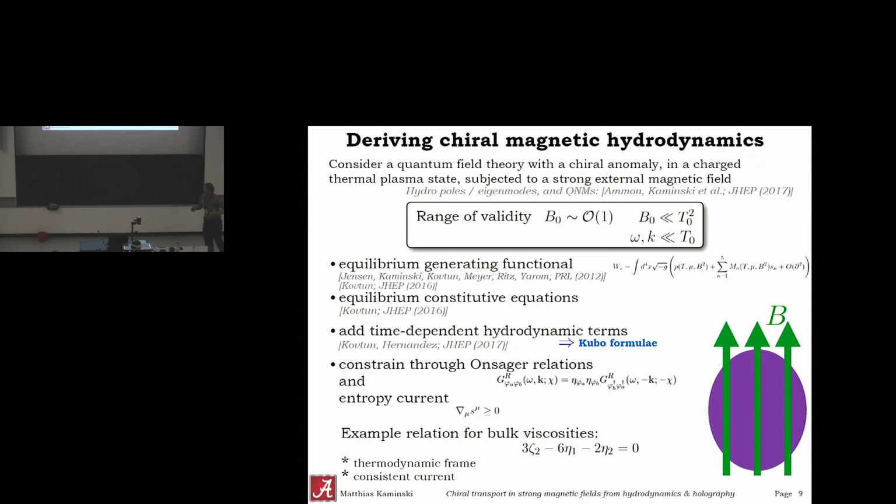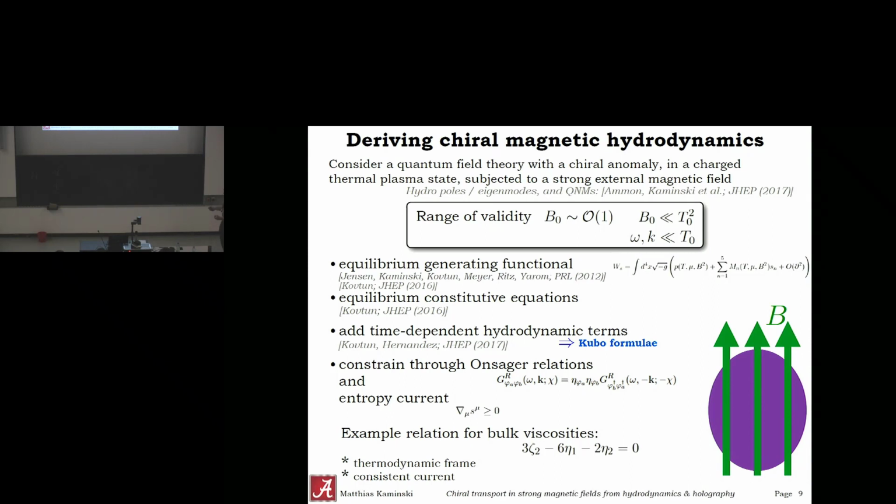And the objective for us would, of course, be to calculate explicitly in a holographic model the two-point functions, and from that, through this Kubo formula, calculate the transport coefficients. And why would we do that? Or how would we know that we do this correctly?